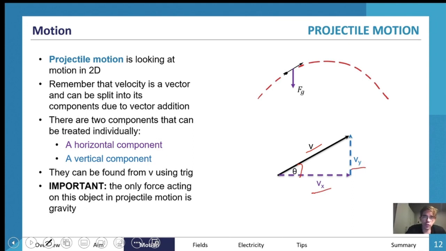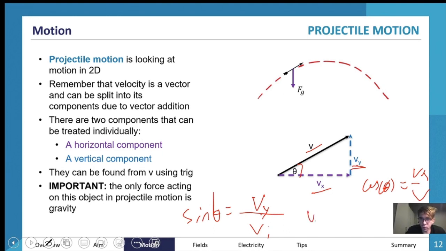Well, vertical velocity, Vy, think about it this way. Sine theta is equal to vertical velocity over the hypotenuse, over the initial velocity they've given you. And cosine theta, you're going to use trig, is equal to Vx on V. So how do you find Vy and Vx? Well, Vy is equal to Vi sine theta, so initial velocity sine theta, or Ui I should say. And Vx is equal to initial velocity cos theta.